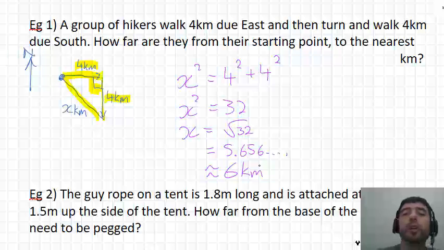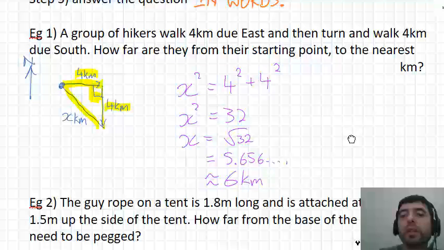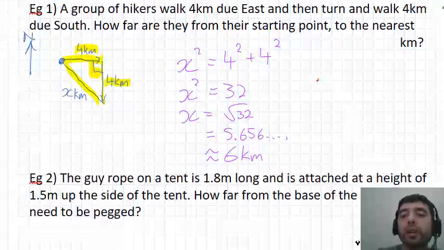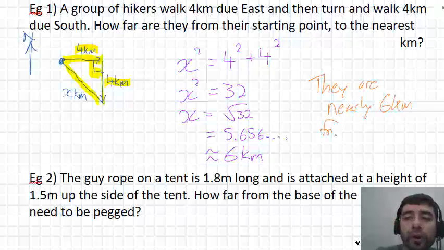And of course, what did I say? A worded question, a sentence story question, needs to be finished with a story. They are, and we can even use good words here. This is less than 6, so I can say they are nearly 6 kilometers from where they started.